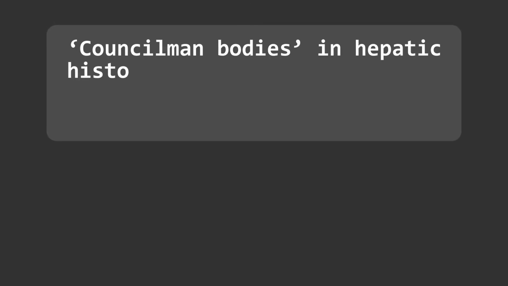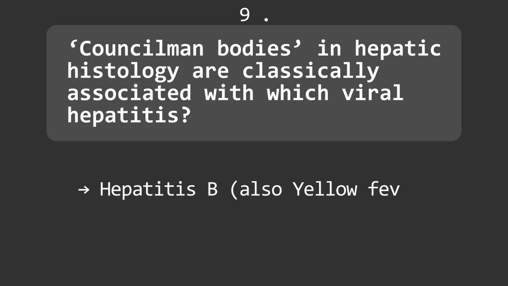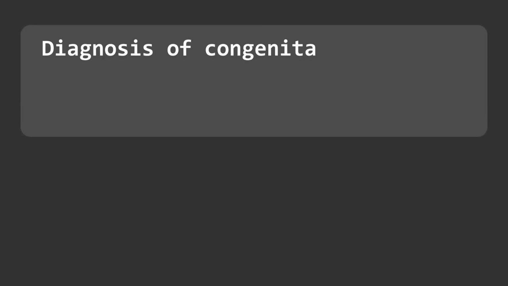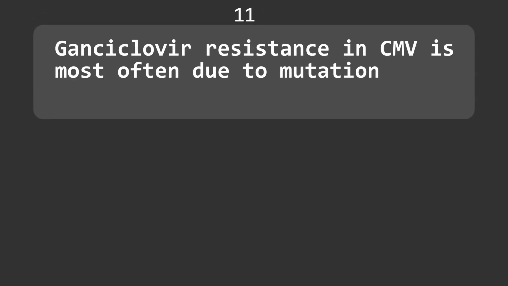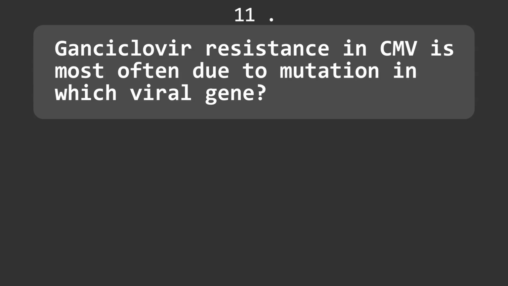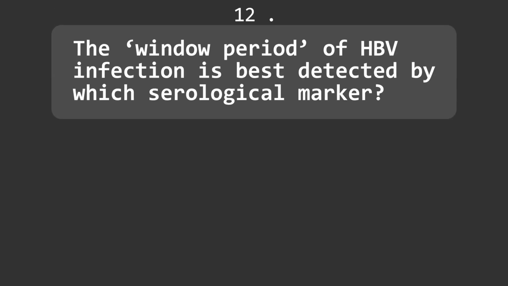Councilman bodies in hepatic histology are classically associated with which viral hepatitis? Hepatitis B, also yellow fever. Diagnosis of congenital CMV infection requires detection of virus in urine within 3 weeks of birth. Ganciclovir resistance in CMV is most often due to mutation in which viral gene? UL97, phosphotransferase. The window period of HBV infection is best detected by which serological marker? Anti-HBc IgM.